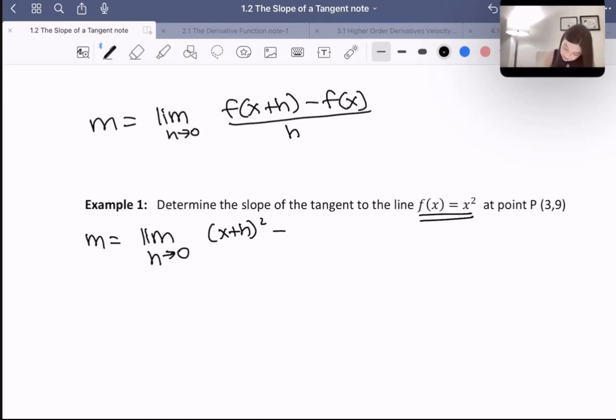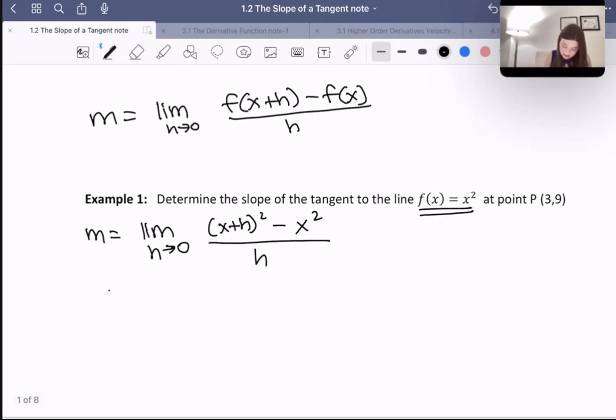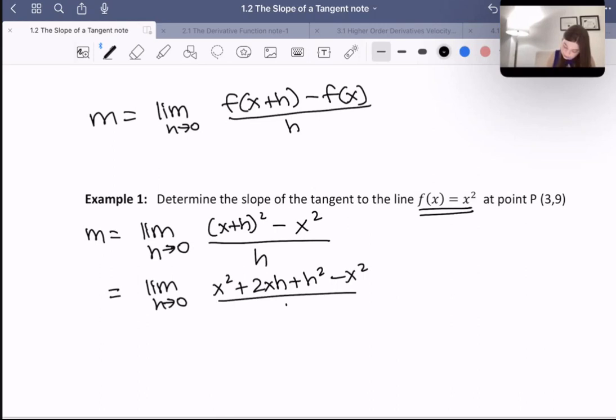Then we have minus f of x, so minus x squared over h. Now I'm going to expand and simplify. So my next step, I'm going to use the distributive property to expand this and get x squared plus 2xh plus h squared minus x squared over h.